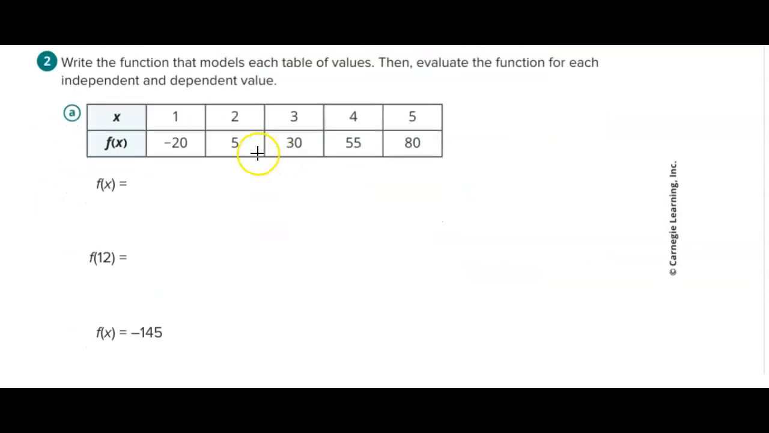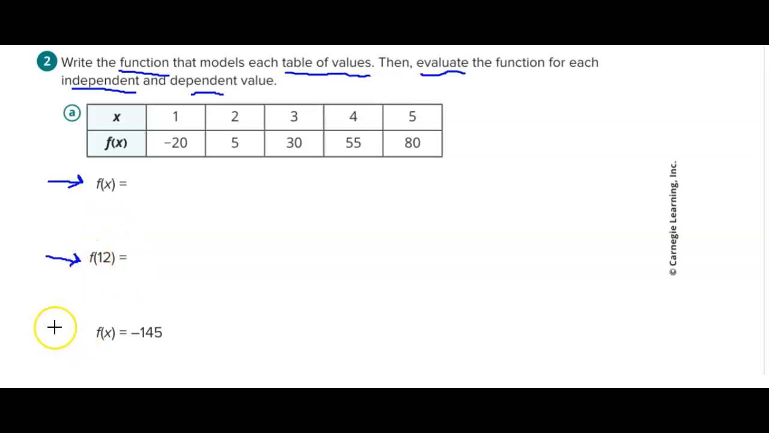Now what you're going to do for the second part is practice writing functions that match this table of values. And then you're going to evaluate the function for an independent and the dependent value. So there's a lot of information here. Here's where you're going to write your function. Then you're going to evaluate your function when your independent variable is 12. So you're going to evaluate f of 12, or f when 12 is plugged in.